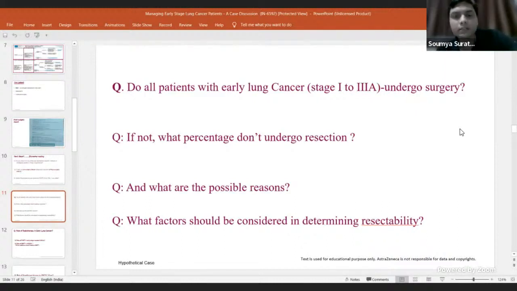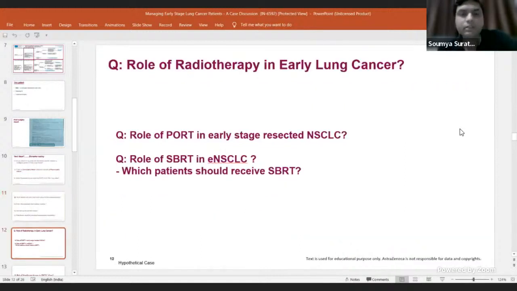Location and education, delayed presentation. So that is a very vague kind of answer. What are the possible reasons for the delayed presentation? What factors should be considered in determining resectability? Already we have discussed that part. Very valid questions. Dr. Somya, I have an answer to that.